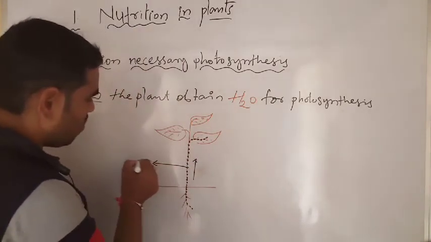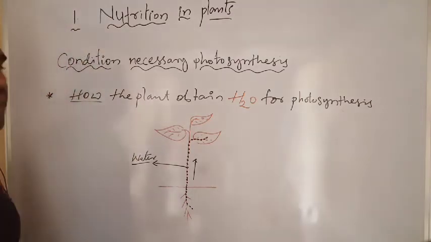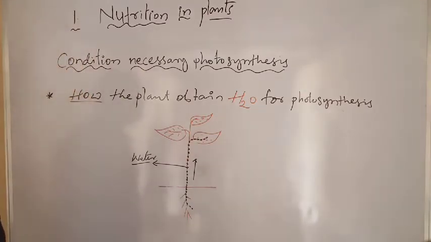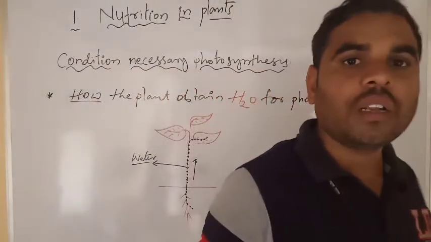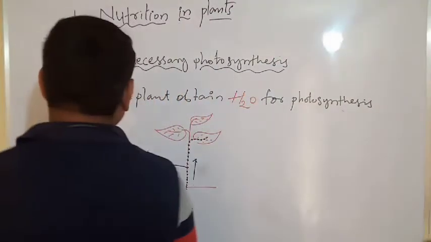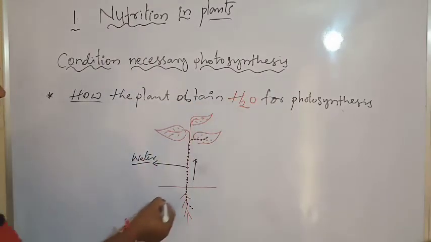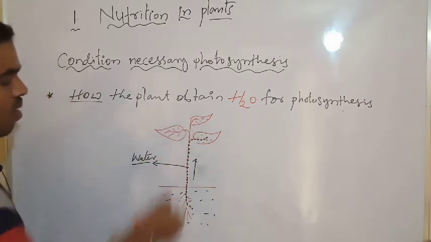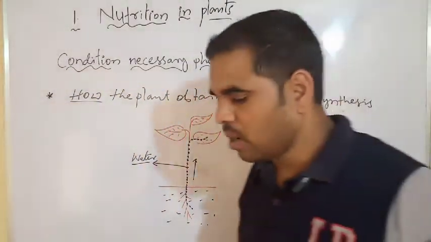See, like this, water along with the minerals. Here the food substances are prepared. While preparing the food substances, some water is also removed from the plant. See, this is how the plant obtains water for photosynthesis. See, here are soil particles. They are getting the water from the soil. See, this is also completed.